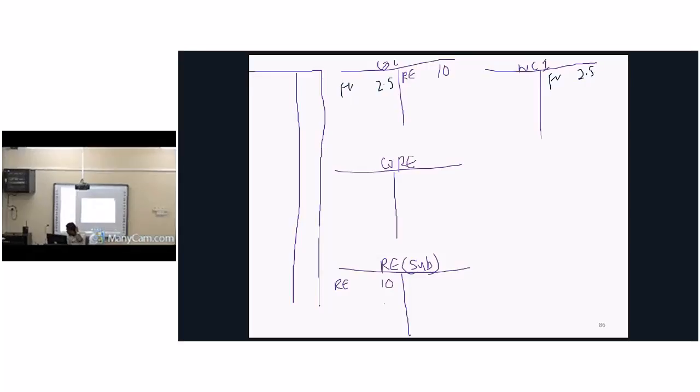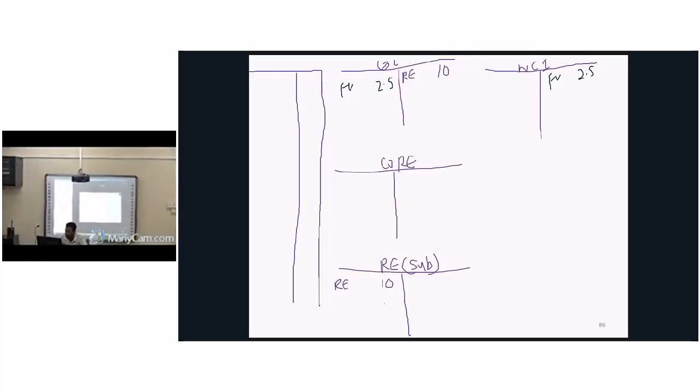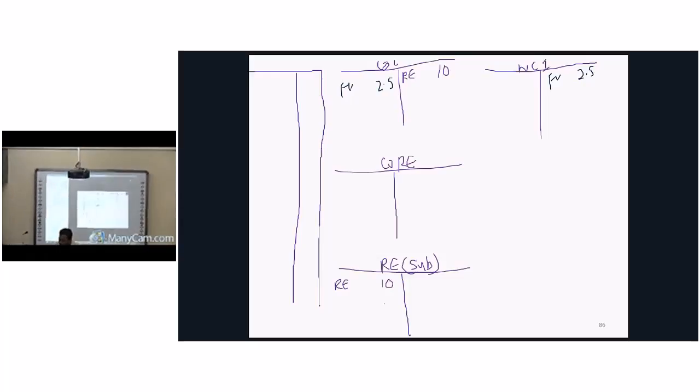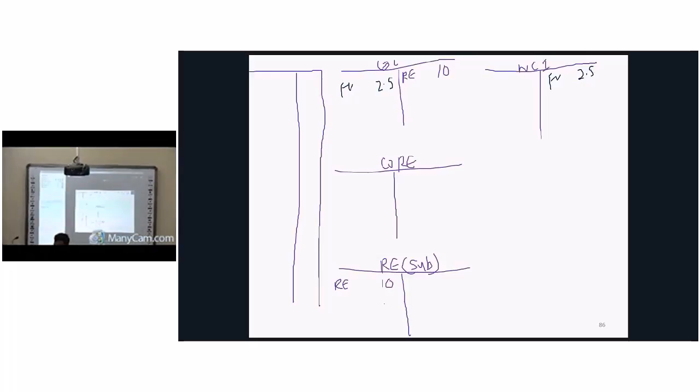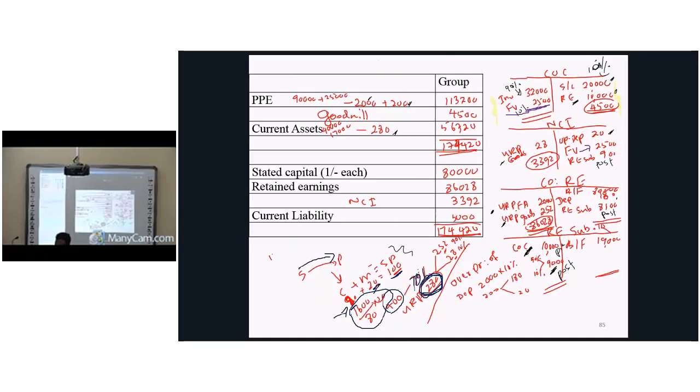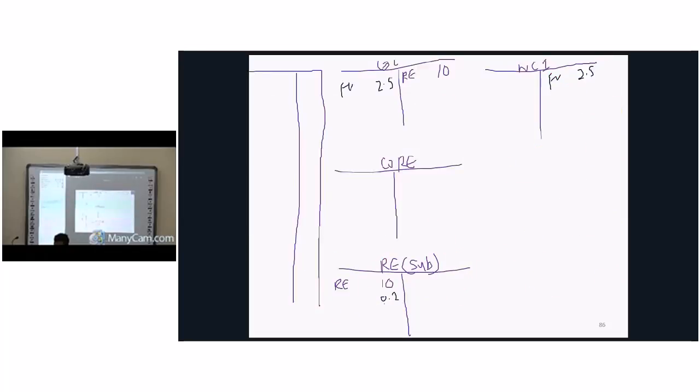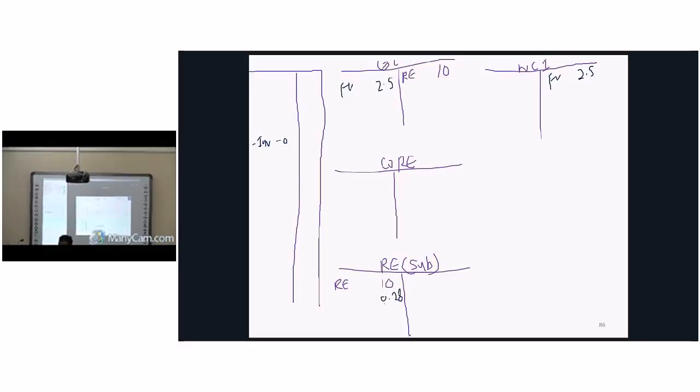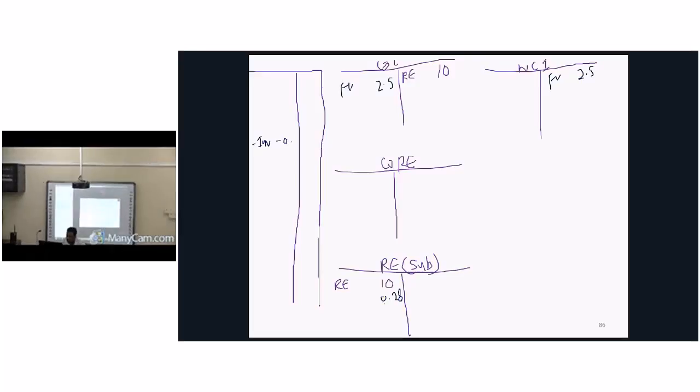Then the double entry should be, I told you, seller's retained earnings debit. Who is the seller in this case? It is the subsidiary. Therefore, I will take it as 0.28. Subsidiary's retained earnings debit, credit to inventory, credit 0.28.